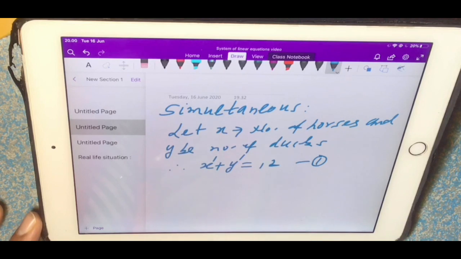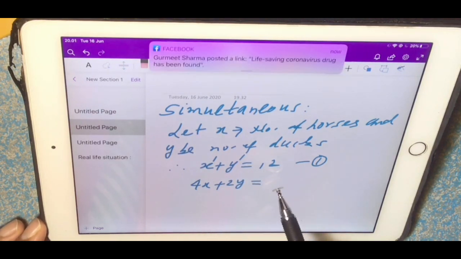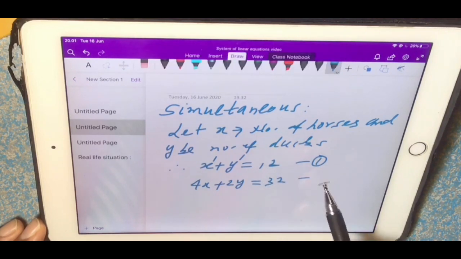Now we will form the second equation also. As we have counted, the total number of legs for both the animals is 32, and we know that the number of legs for a horse is 4. So 4x is the total number of legs of the horses, and we know ducks have 2 legs, so the total number of legs for the ducks is 2y, and altogether both animals have 32 legs in total. We call this equation number 2.